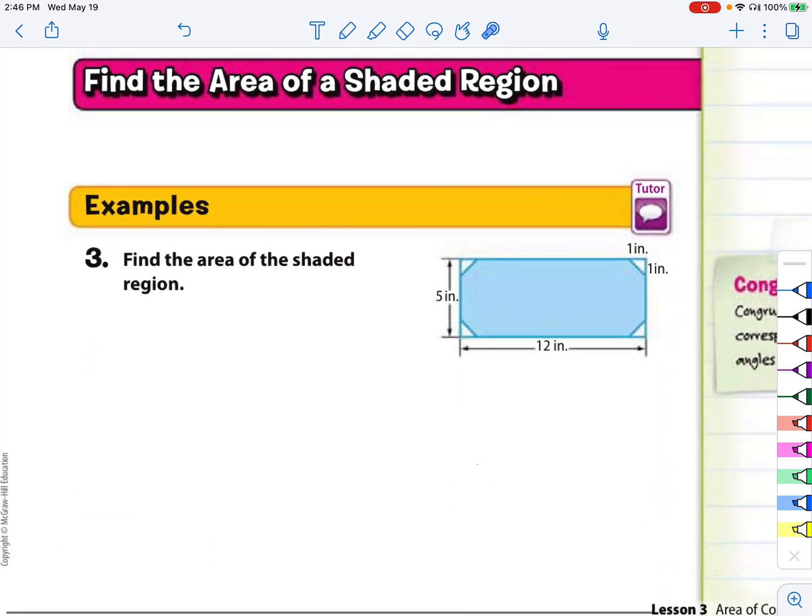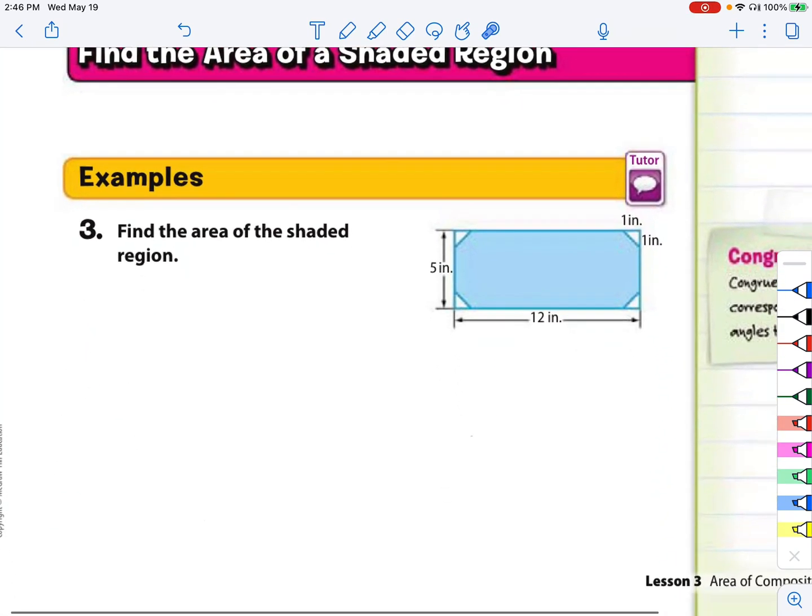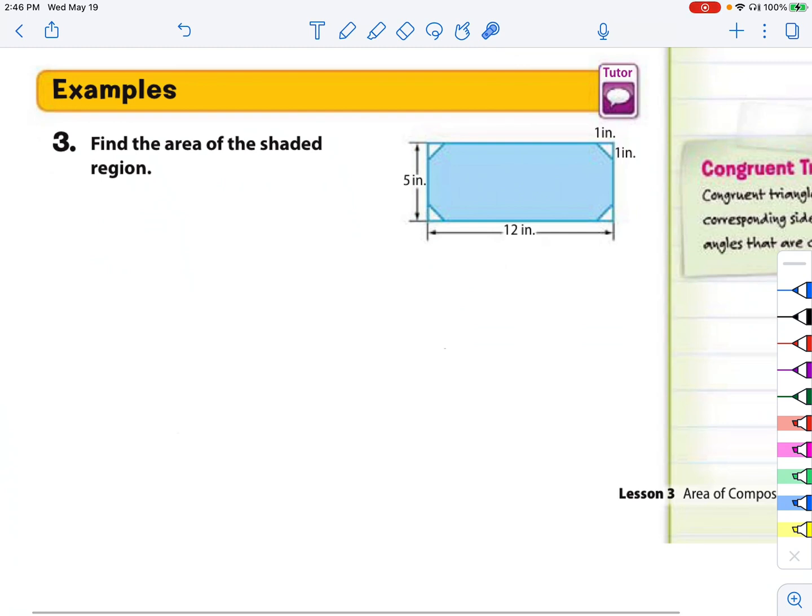Okay, let's find the area of the shaded region here in example number 3. So the shaded region is this one right here. Okay, and if you notice, this is a rectangle and this is your shaded region. Okay, so let's see how to find the area of this composite figure.